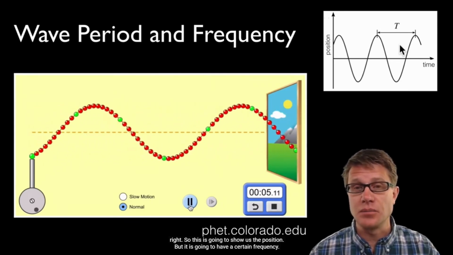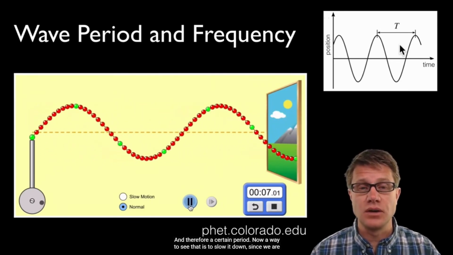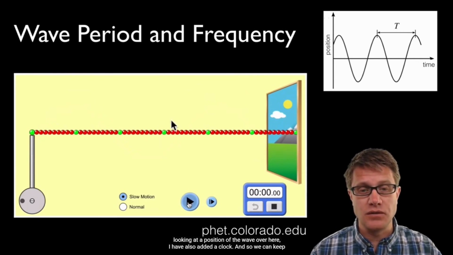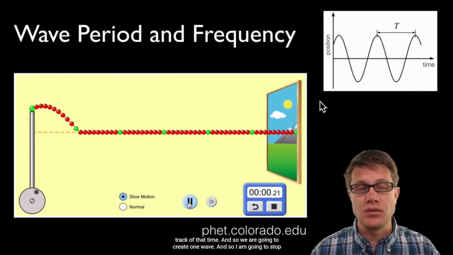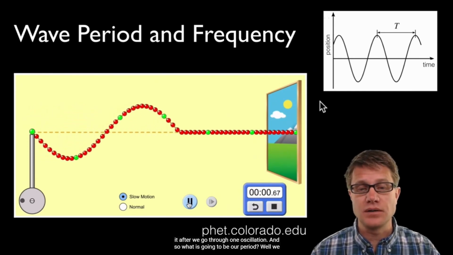And so this is going to show us the position, but it's going to have a certain frequency and therefore a certain period. Now, a way to see that is to slow it down. Since we're looking at a position of the wave over here, I've also added a clock. And so we can keep track of that time. And so we're going to create one wave. And so I'm going to stop it after we go through one oscillation.